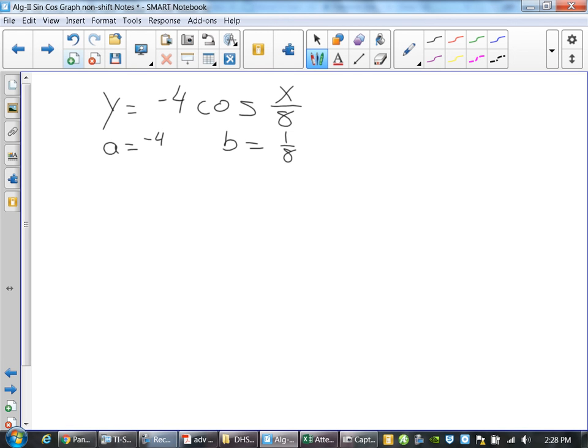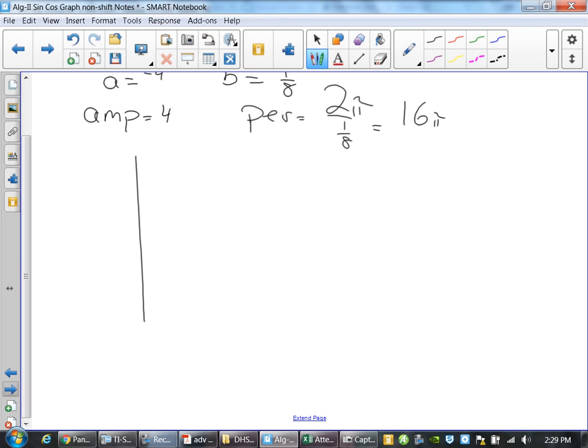Anyway, you walk through it again the same way. My a value is negative, but what's my amplitude? It's still 4. My period is going to be 2 pi over 1/8. So what's your period? 16 pi. Okay? Multiply by the reciprocal. It's going to end at 16 pi.